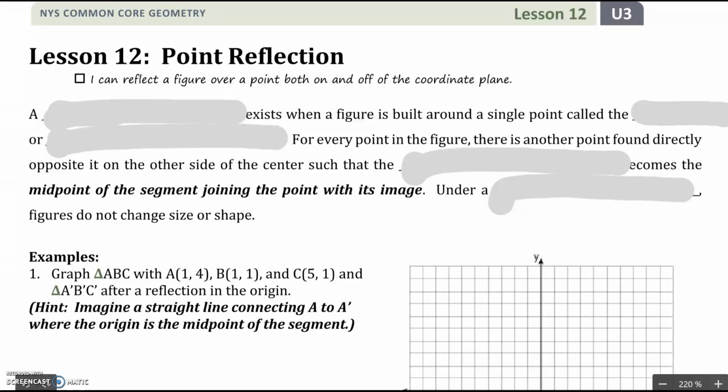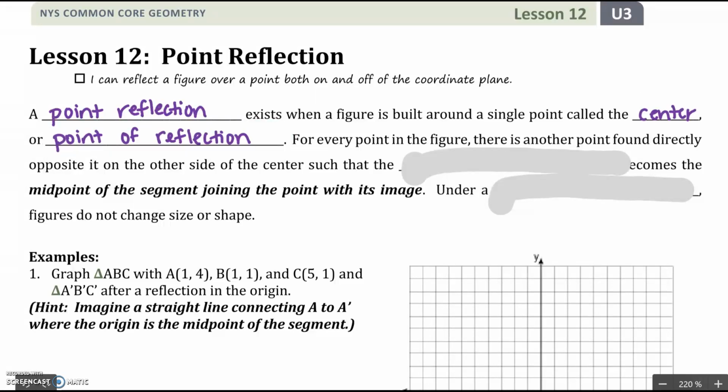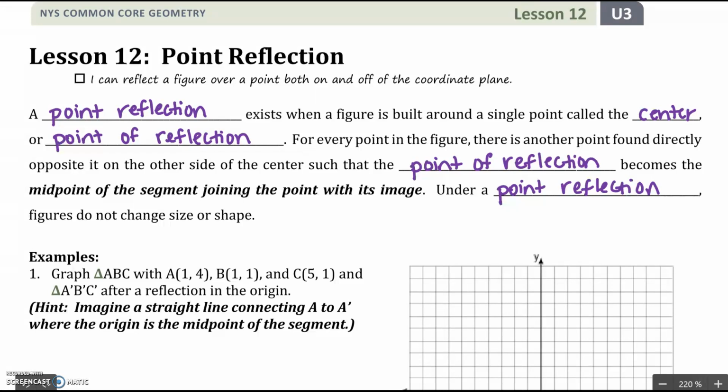When we do a point reflection, it exists when you have a figure built around a single point called the center or point of reflection. For every point in the original figure, there's another one found directly opposite on the other side of the center, so that the center point becomes the midpoint of the segment joining the figure and its image. Under a point reflection, figures don't change size and shape.